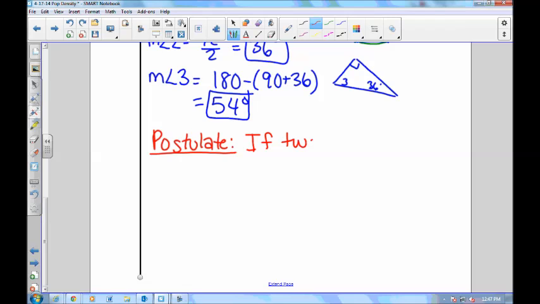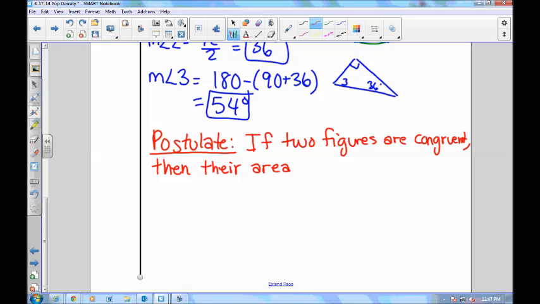That makes logical sense. That's our postulate. If two figures are congruent, then their areas are congruent. So that's not too bad to understand.